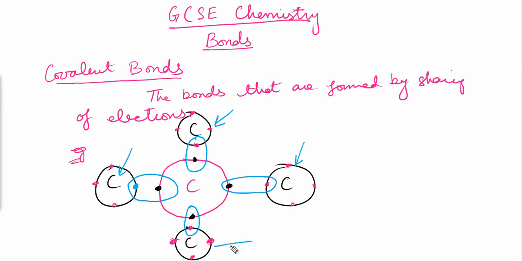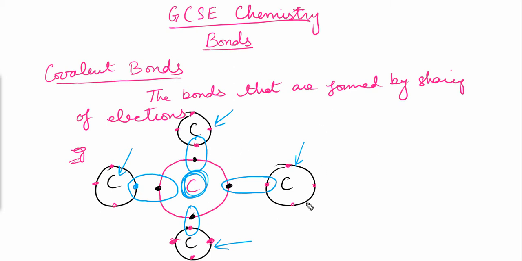Now you see, around this central carbon we have 8 electrons, and as I have told you, in order for an atom to become stable, it needs 8 electrons in its outermost shell. So this carbon has 8 electrons, 1, 2, 3, 4, 5, 6, 7, 8. So now this central carbon has stabilized itself.